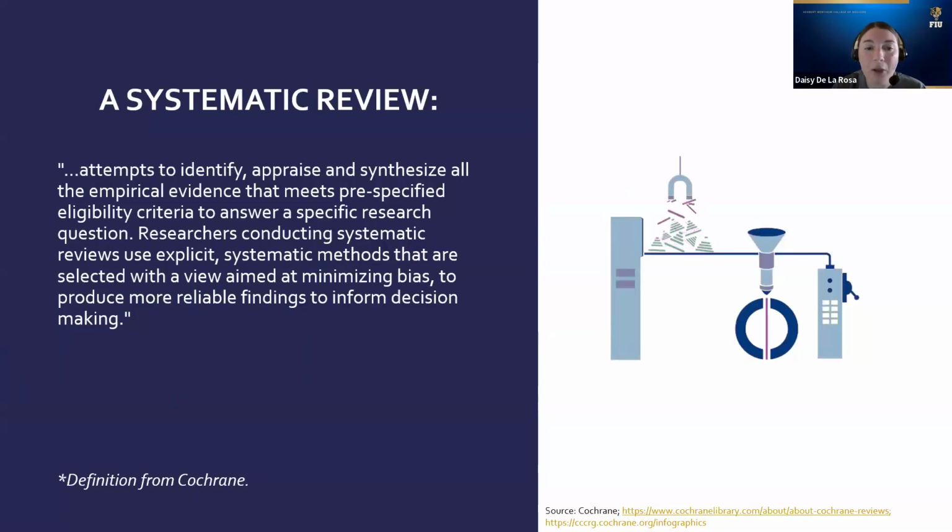So here's a definition from Cochrane. The Cochrane Collaboration are the gold standard of systematic reviews. They provide guidance to researchers and they conduct them themselves. Their definition is: a systematic review attempts to identify, so locate, appraise, check for quality, and synthesize, bring all together, the empirical evidence that meets pre-specified eligibility criteria to answer a specific research question. The researchers that conduct systematic reviews use explicit systematic methods that are selected with a view to minimizing bias, to produce more reliable findings to inform decision making.